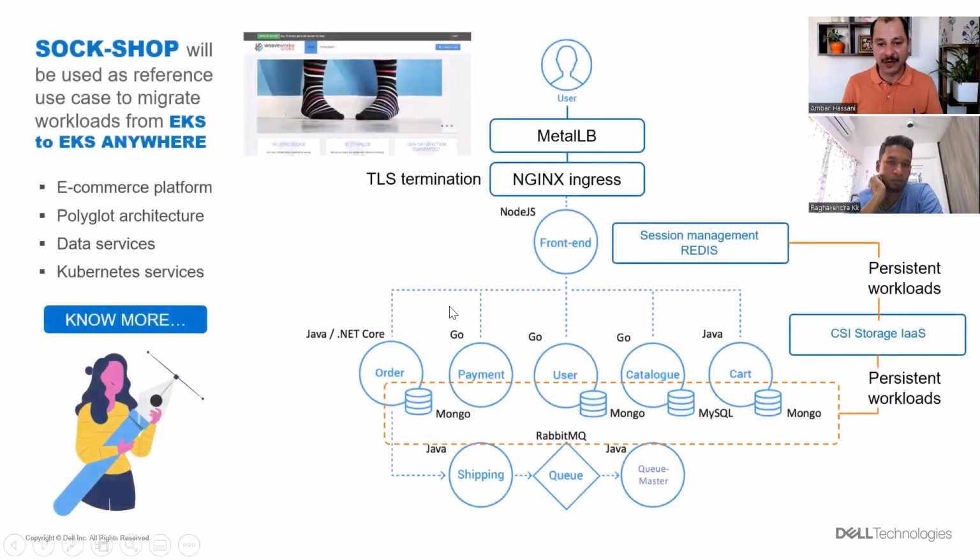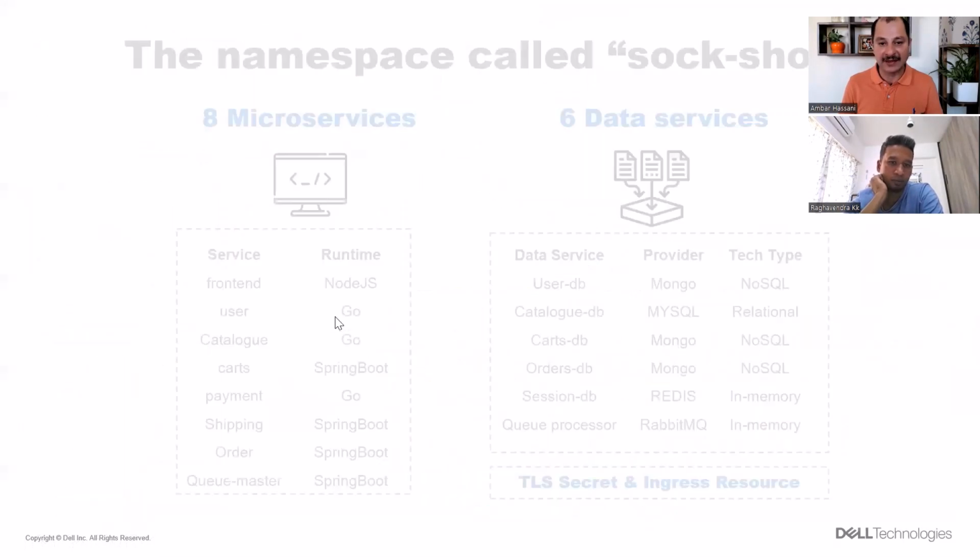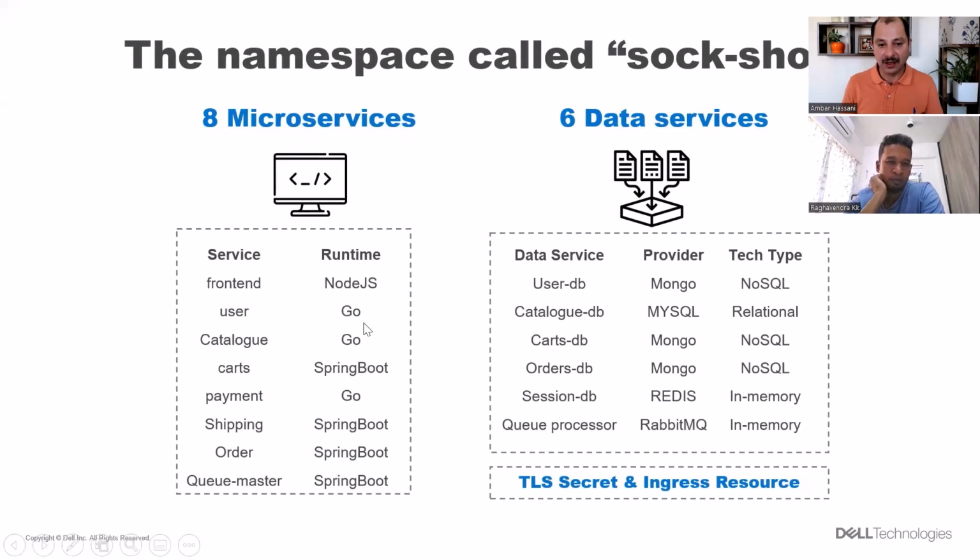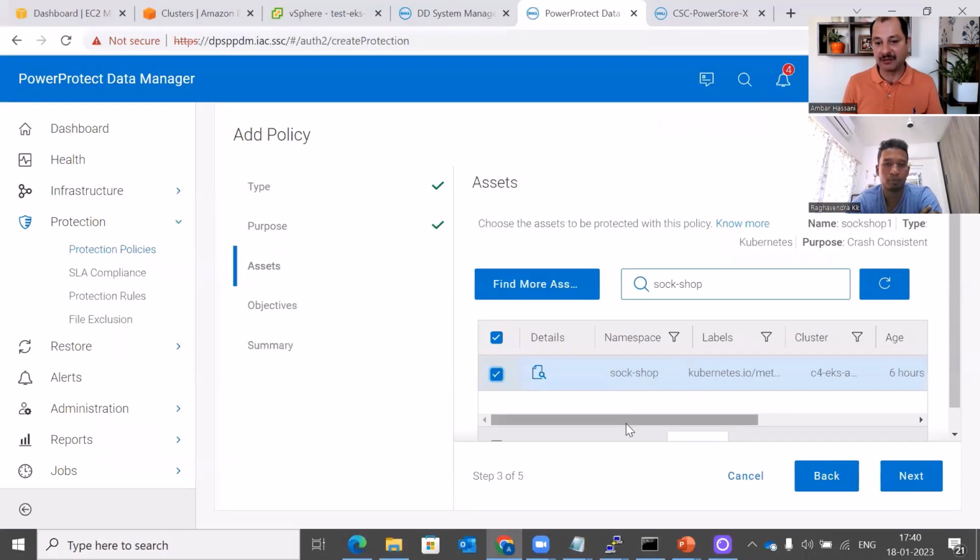And this namespace, as we have iterated in the previous videos, has these entities: mostly the 8 microservices, the 6 data services, a TLS secret, and the Ingress resource, right? So when we say that we are creating a policy to protect this namespace, all that you saw on that screen will be protected, right? That gives a very wholesome approach to migrating an entire application as opposed to an individual resource object inside of Kubernetes, right? And all that.